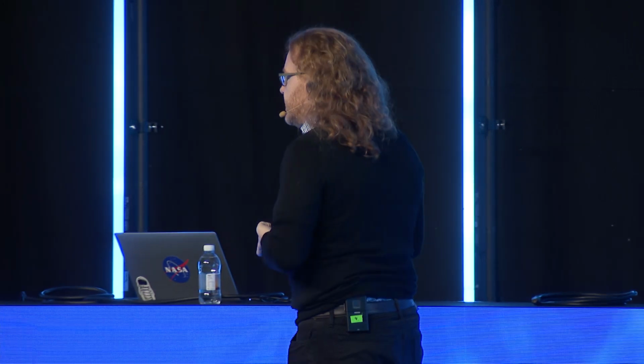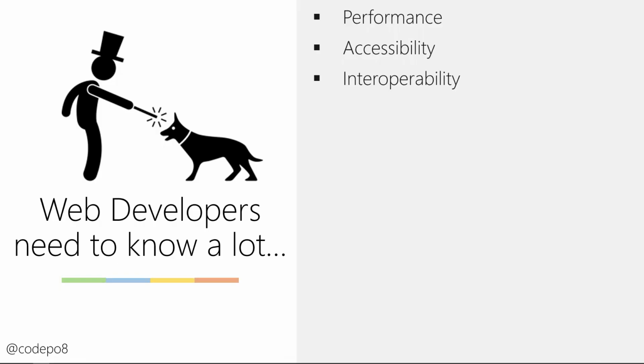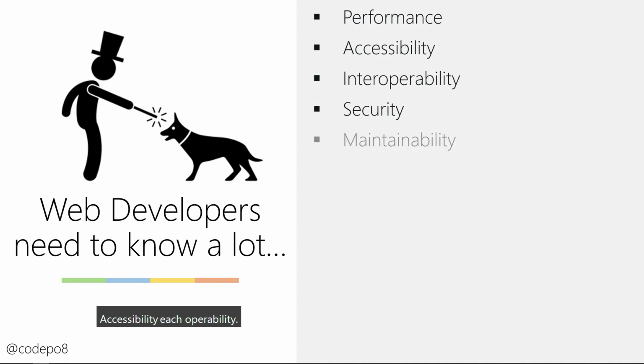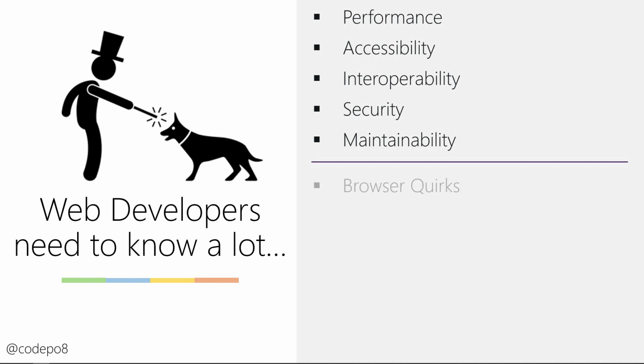So web developers need to know a lot. They need to know about performance. How does this thing render really quickly? Accessibility, how it's available to everybody. Interoperability, does it work across devices and browsers? Security, is there a massive hole in there that allows people to run their Bitcoin miner in the background? Maintainability, how easy is it for the next person to take your code and run with it and do something with it? And to a lesser degree, browser quirks, because they're kind of going away. They're not as bad as they used to be.